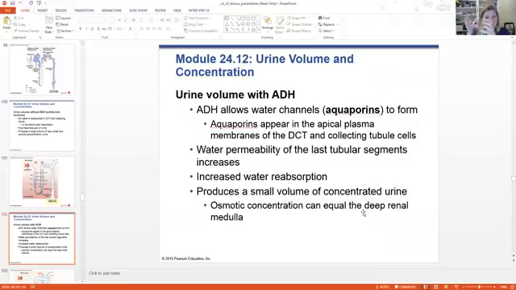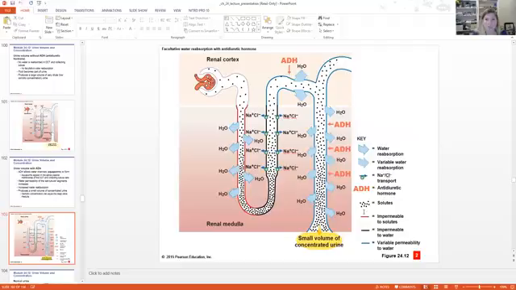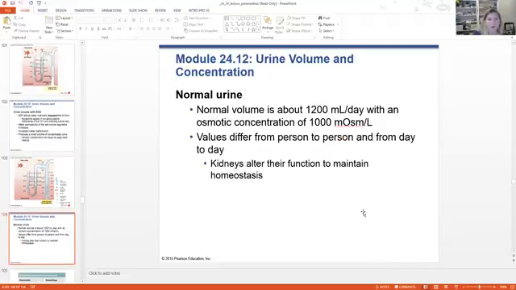These aquaporins are going to insert themselves in the plasma membrane of the DCT and collecting duct. And now our DCT and collecting duct cells can reabsorb water and or sodium as needed. So the water permeability of the last tubular segments is going to increase under the direction of ADH. A very small volume of concentrated urine is going to be produced when ADH is present. There you see it, ADH is going to reabsorb all that water, and so we get a very small volume of super concentrated urine.